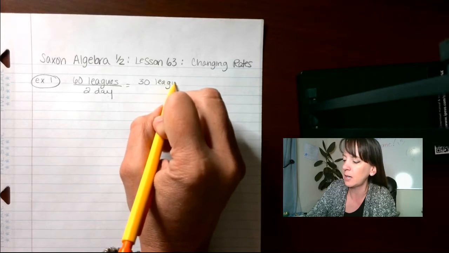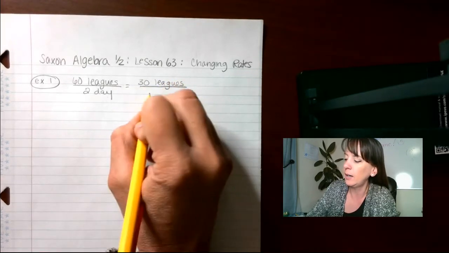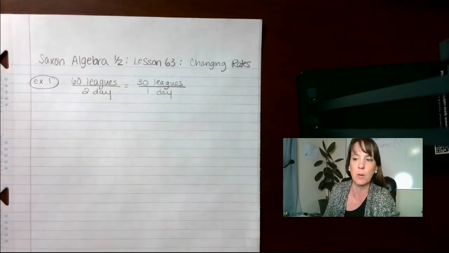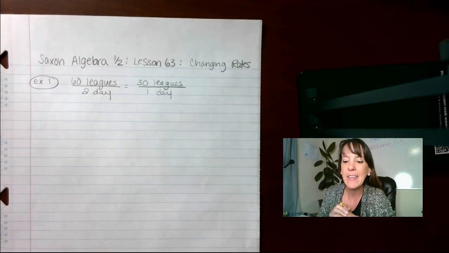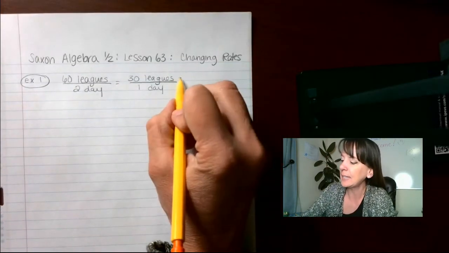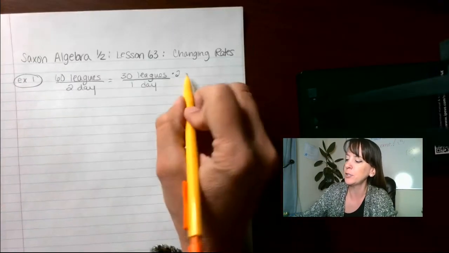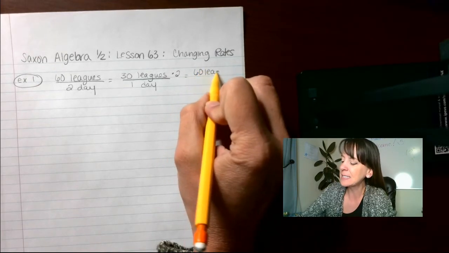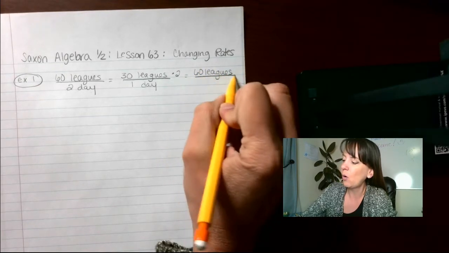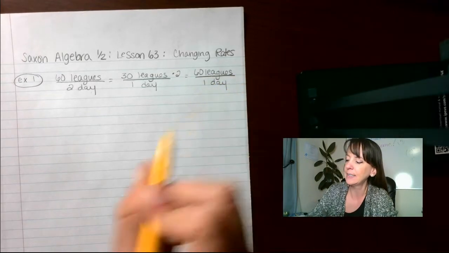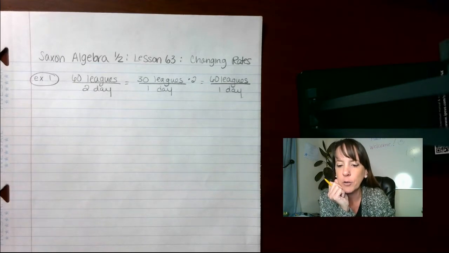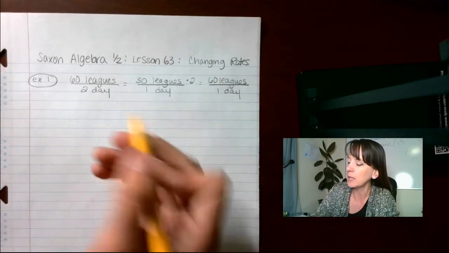Because if I cut both of them in half, I would get that unit rate, which is that 1. So 30 leagues in a day. Then he doubled his rate, meaning we're going to multiply it by 2. And that gives us 60 leagues in 1 day. That's our new rate. How long would it take him to go 300 leagues at this new speed?